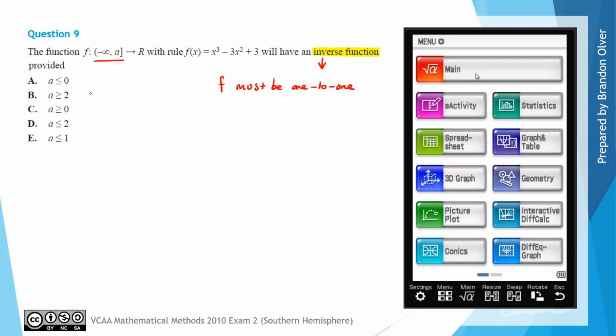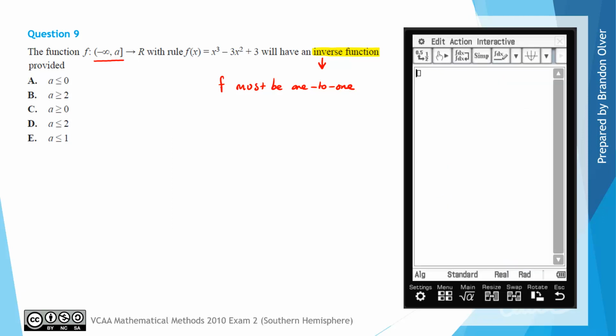On the CAS calculator, go into the main menu. Next, we want to type in the rule for f of x, so we just want the expression for it. So I'm going to have x to the power of 3 minus 3x to the power of 2 plus 3.